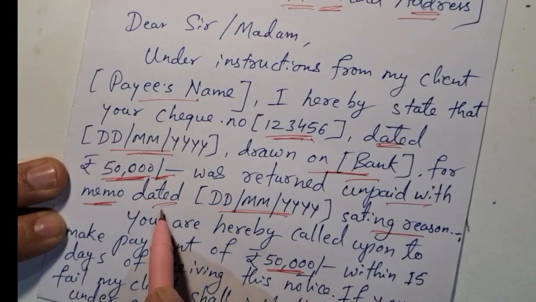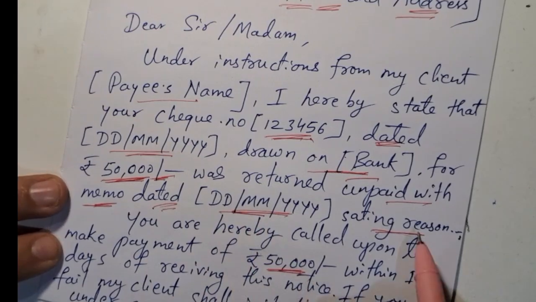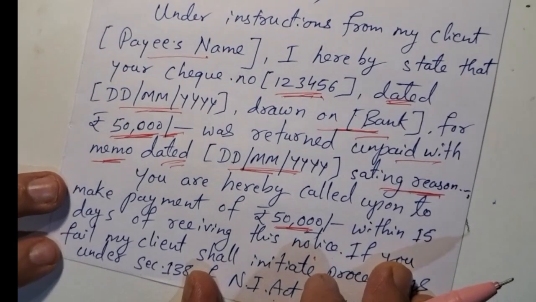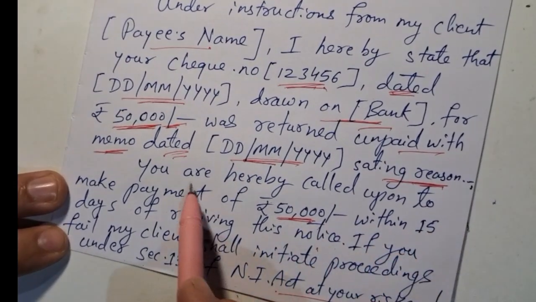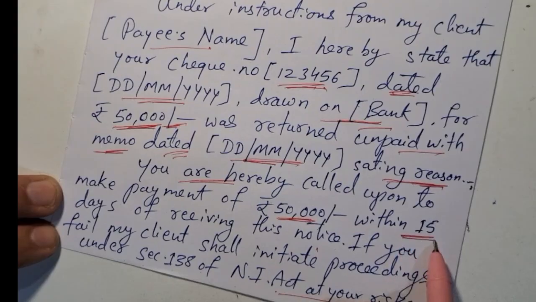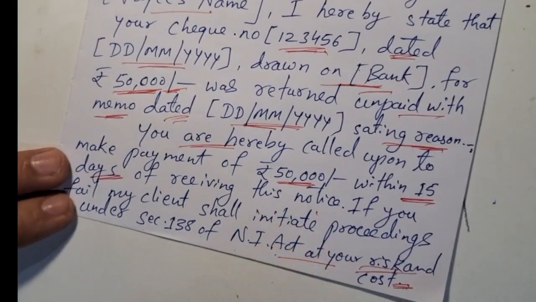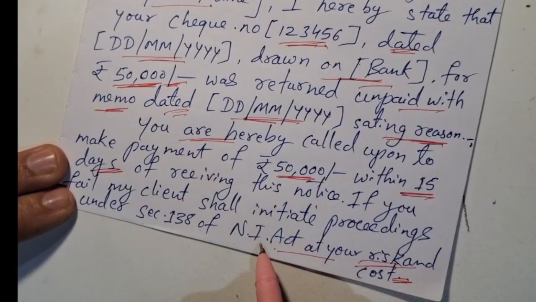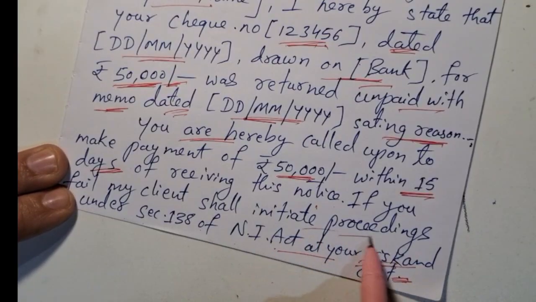And what is the return memo date, that you also mention. You need to clearly specify the reason here: what is the return memo from the bank which you have received, the reason. And you need to also demand in your notice the payment of the check amount within 15 days, the timeline as provided in Section 138 of the NI Act. And in case they do not make the payment, you will be initiating the proceedings at the accused's risk and cost.